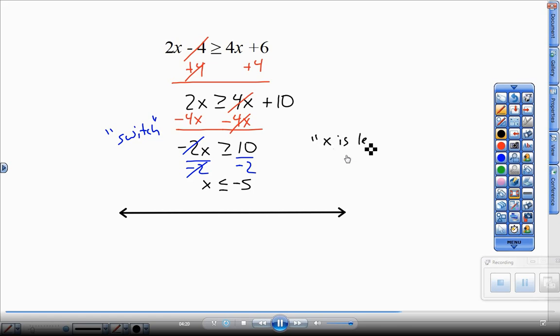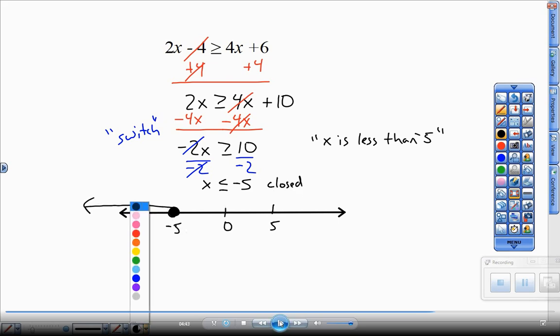Translate it into words, x is less than or equal to negative 5. So that would be on negative 5, a closed circle to the left. And again, not all graphs are going to be less than. Just these examples were all less than. Closed to the left. If I was to plug in a point here, I could plug in negative 5 or any number less than negative 5. Interval notation from negative infinity to negative 5 square.